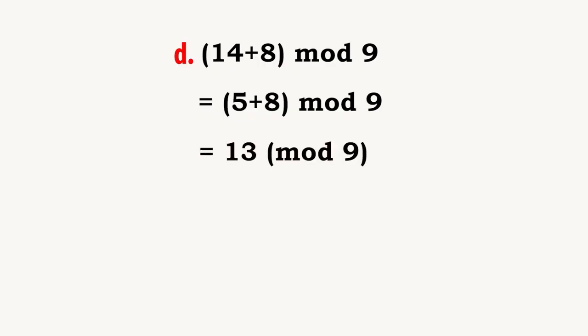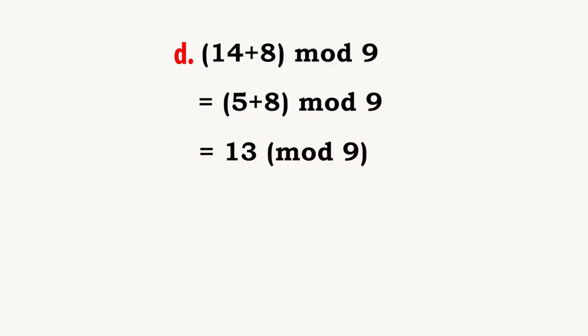Example D. We have 14 plus 8 mod 9. Change each of these numbers separately. 14 reduced gives us 5. But 8 is already in the simplest form, and so we leave it like that. We add 8 and 5 and we get 13 mod 9.